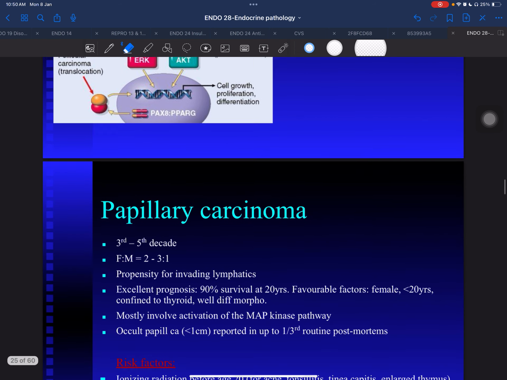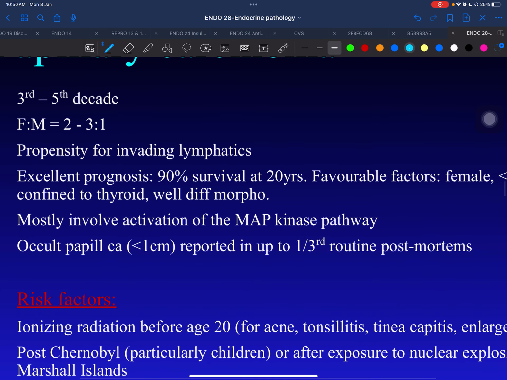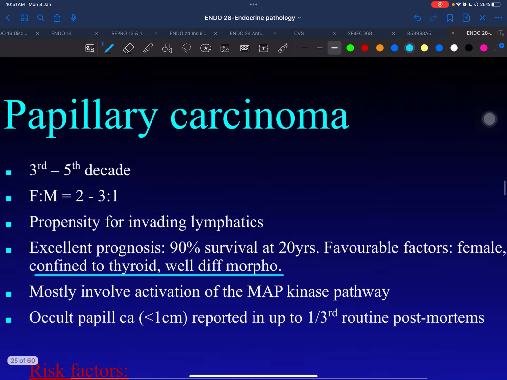Alright. Okay, we go to the commonest thyroid cancer. Ladies, remember, 2 to 3 to 1, age 30 to 50, but I've seen younger than that, in their 20s, even 18 with thyroid cancer. Remember, papillary has two L's. So it spreads via the lymphatics. That's how to remember: it has two L's. It has a propensity for invading the lymphatics.